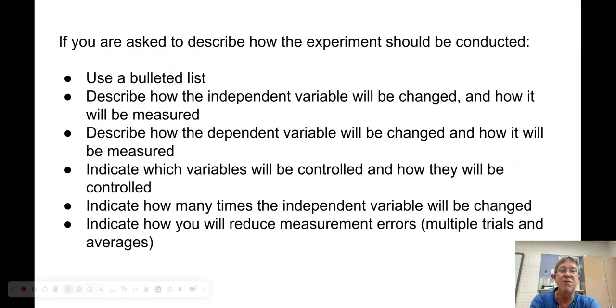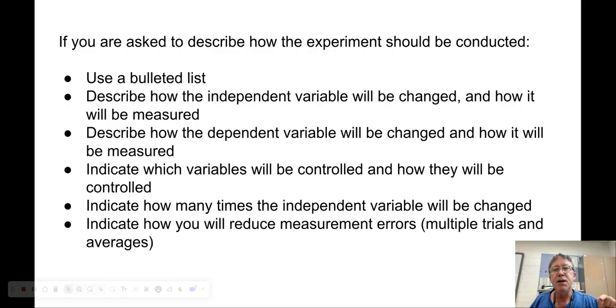And that brings us to the last part. And this is the hardest part. I don't often ask you to do this, and to be honest, College Board often doesn't, but sometimes they do. You may be asked to describe how you would conduct this experiment. So here's my advice to you. First of all, use a bulleted list. It's definitely way easier for the reader, me, or the person at College Board.